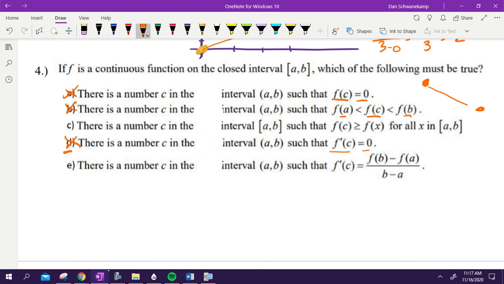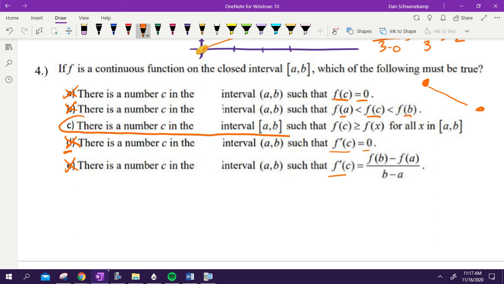Okay, same thing on E. Some place where the derivative is equal to the average rate of change. Oh yeah, that's mean value theorem. The derivative has to be equal to the average rate of change. That's what that is. So does this one work here? No, why not? Didn't say differentiable. The one that works here is C.